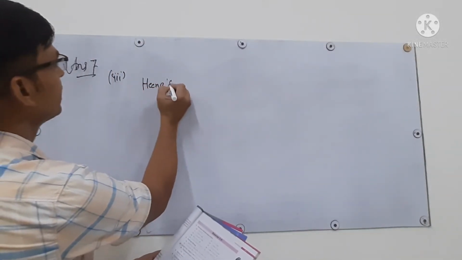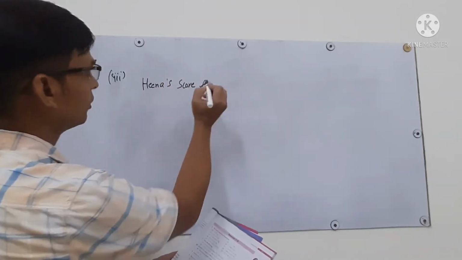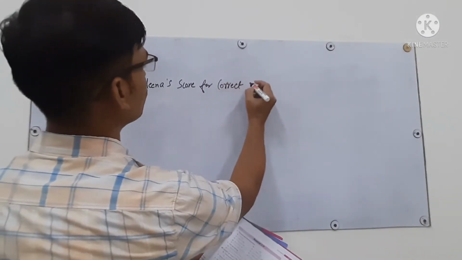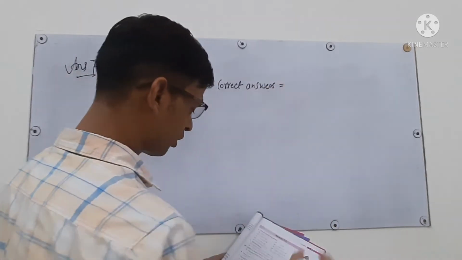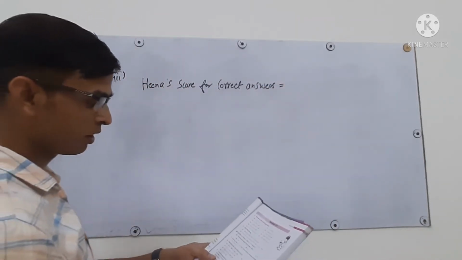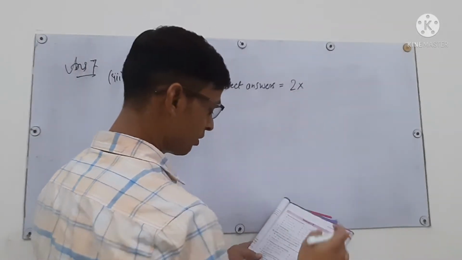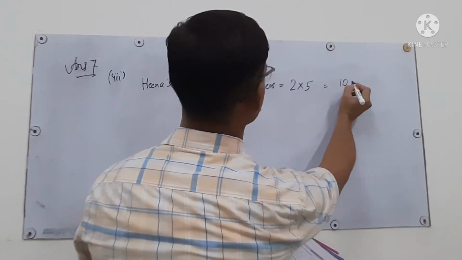So we will write Hina's score for correct answers. What will be Hina's score for correct answers? Hina has answered only 2 questions correctly, so she will be awarded 5 marks each. It means it will be 10.